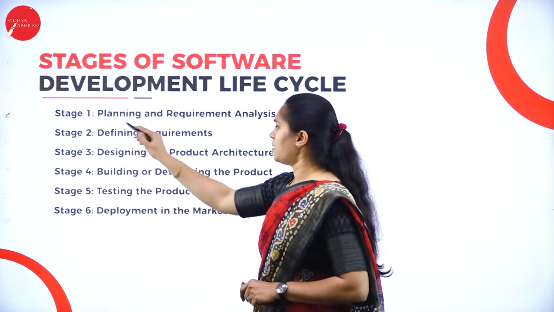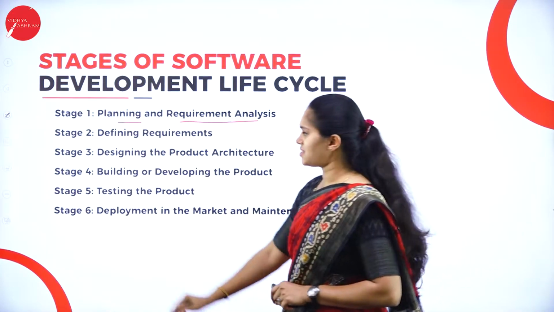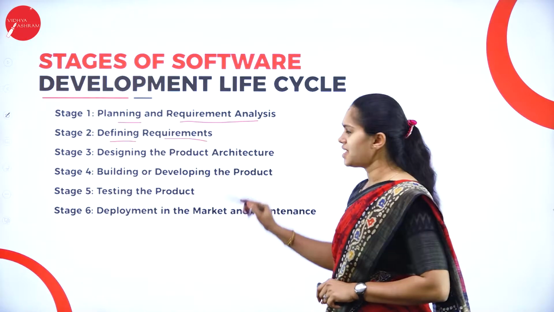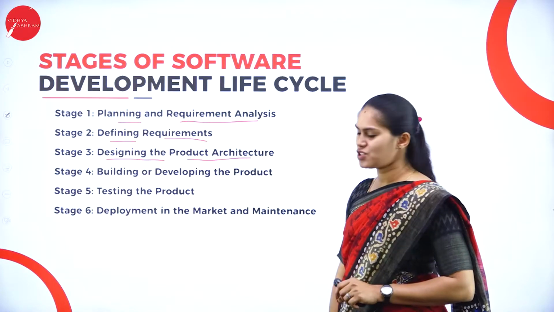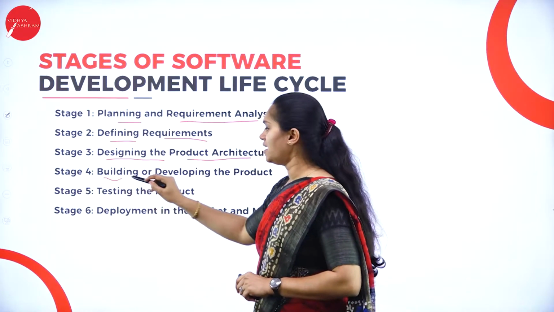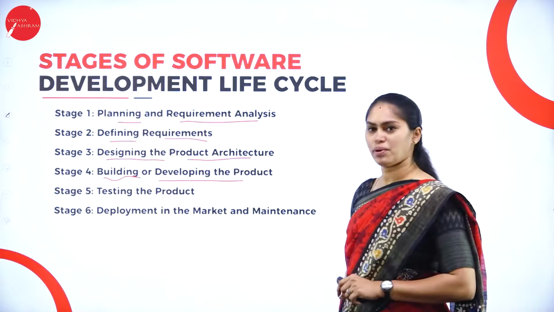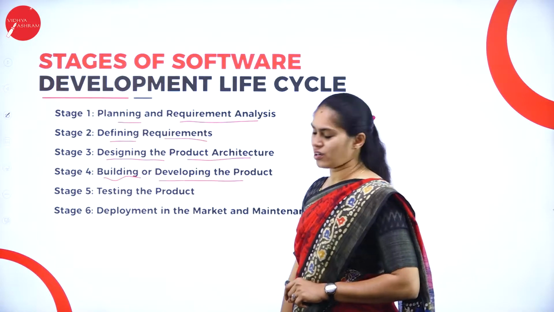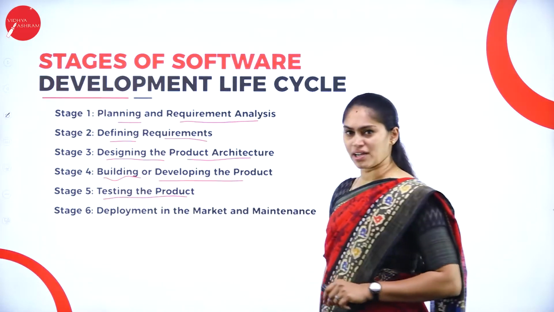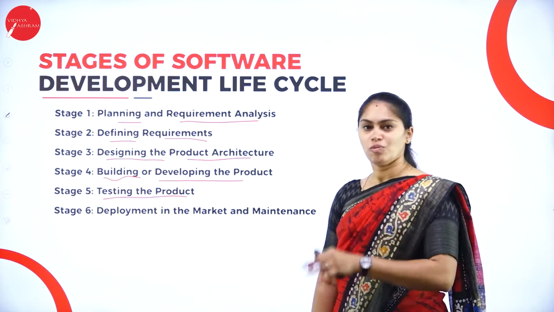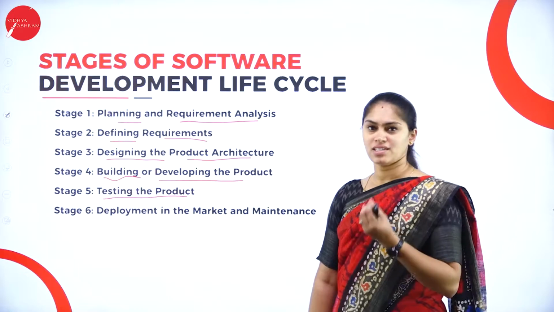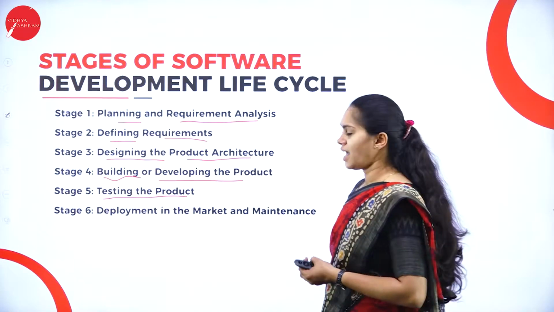So you can see the stages we have in the SDLC, or software development life cycle. In the first stage, planning and requirement analysis. Stage 2, defining the requirements, which will be of document type. Then designing the product architecture. Once it is designed, they will start building or developing the product based on a certain programming language, and testing the product based on testing methodologies like black box, white box, and also unit testing, integration testing, system testing and acceptance testing.